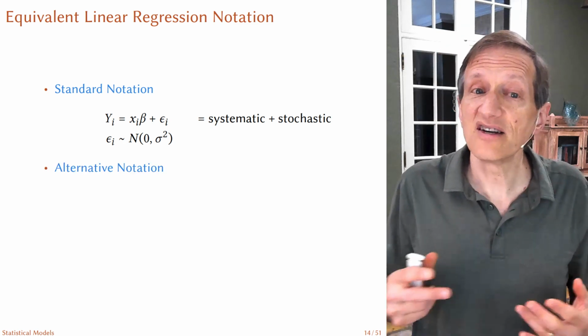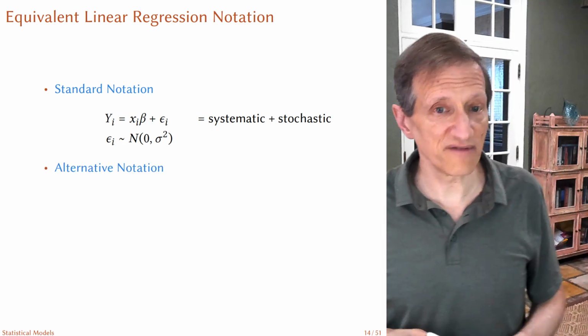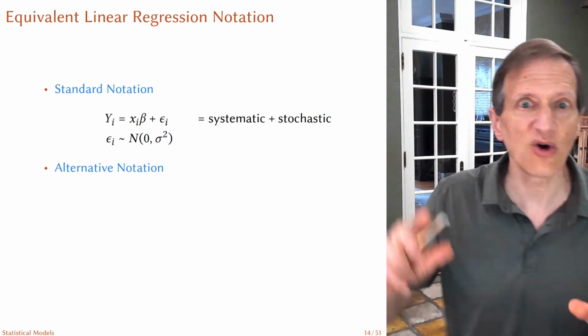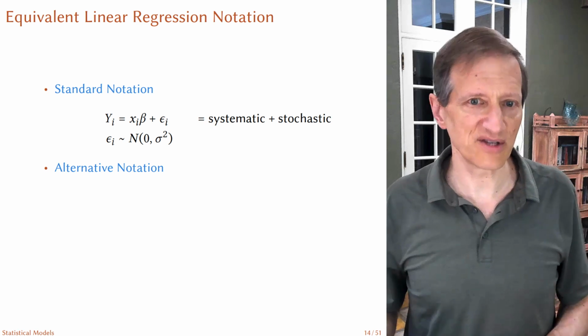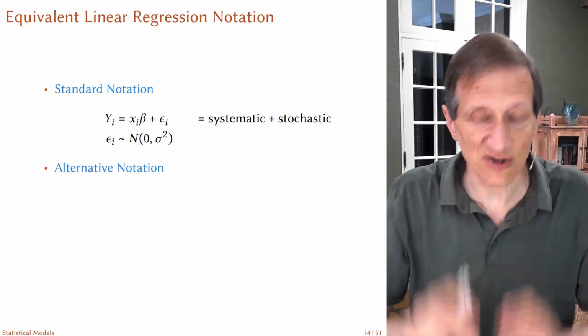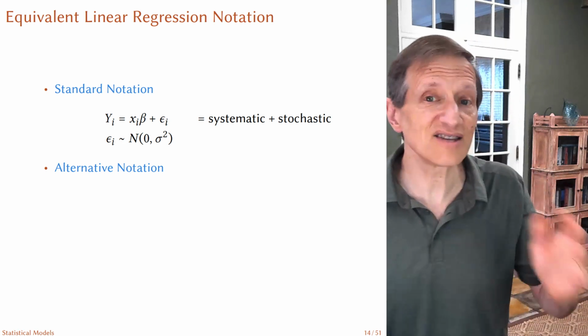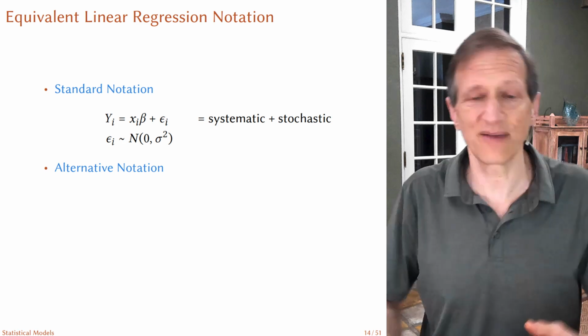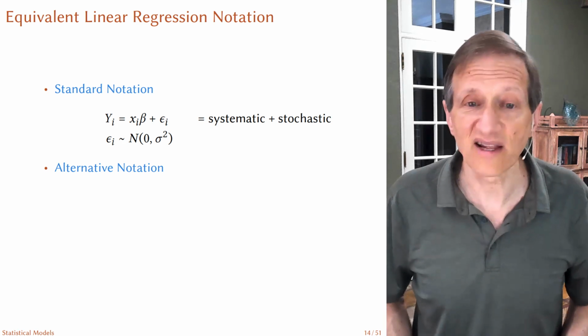Okay, now I'm going to change this to an alternative notation. The advantage of alternative notation in this case is that we're going to be able to massively generalize it. So it's not only going to be linear regression, linear normal regression, but it's going to be any type of analysis, a vast array of analyses, not any type of analysis, but quite a lot of analyses.